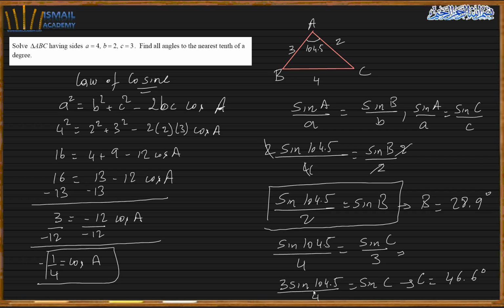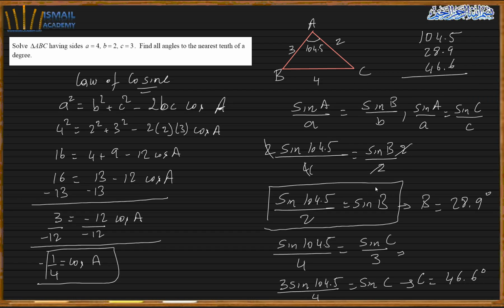All right, but it's not because I got those values that I'm done. No, I need to check something. To see if those are the exact answers, I need to add those three together and see if it gives me 180. So you have to check: 104.5 plus 28.9 plus 46.6, and see if I get 180. If I don't get 180, that means it's not right.